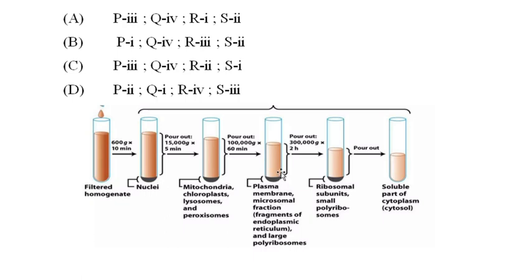And also, if you take the supernatant and centrifuge it at 3 lakhs RPM for 2 hours, then you can separate your ribosomal units. At the same time you can get your small polyribosomes in the pellet, and the last thing is the soluble part of the cytoplasm, that is your cytosol.